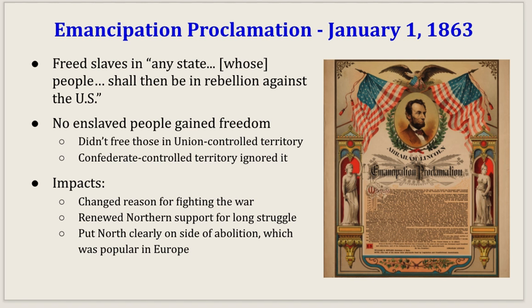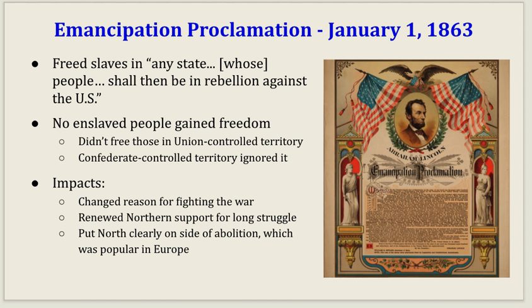This renews Northern support for this war, which had been waning. People were not excited about this war that's dragging on forever, that is killing tens and hundreds of thousands of people, that is costing so much money, that is forcing a draft by this time. People are being drafted and forced to fight even if they're not interested in it. But when they know it's for the abolitionist cause, there are many more people willing to continue the fight.